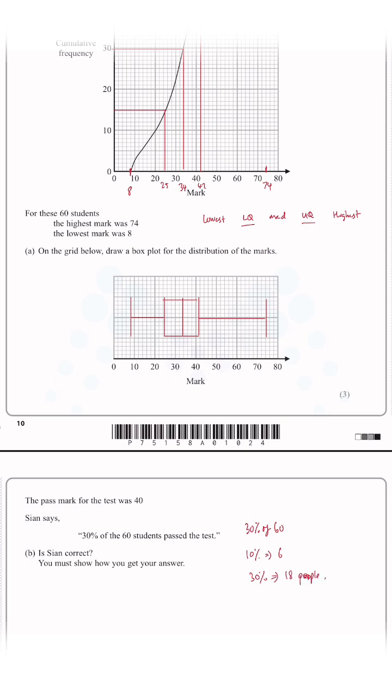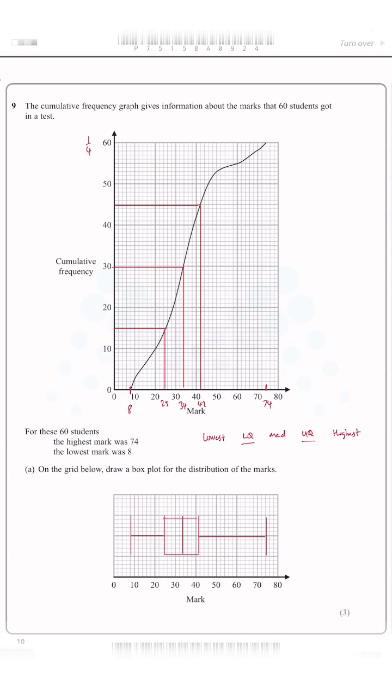Now, if I were to go back to my actual cumulative frequency and look at the pass mark of 40, so if I just change the color and look at pass mark of 40 over here and draw myself a line that goes up from here and draw a line that goes across from over here, then I come to a reading of 42.